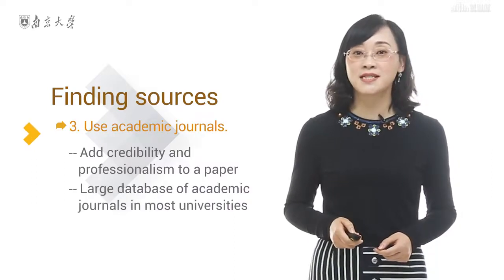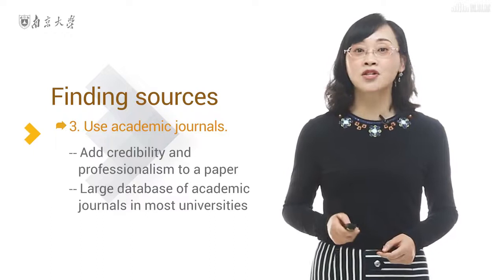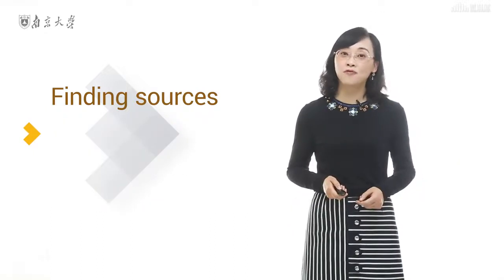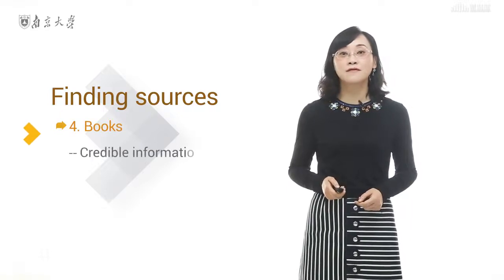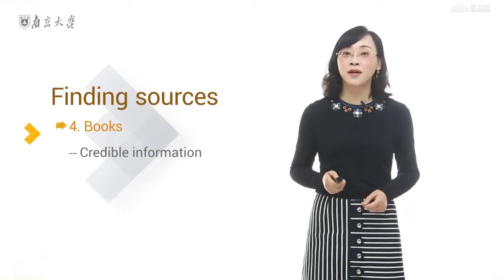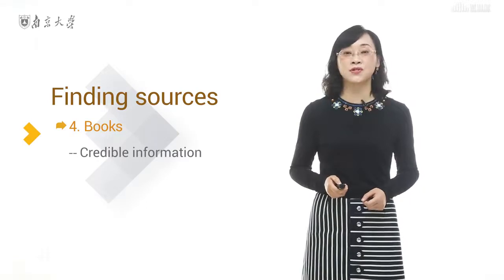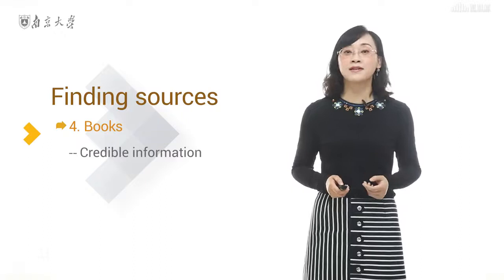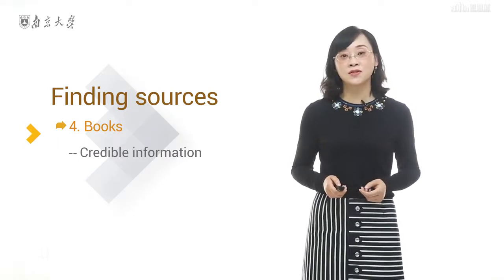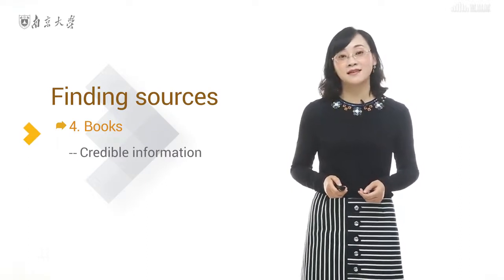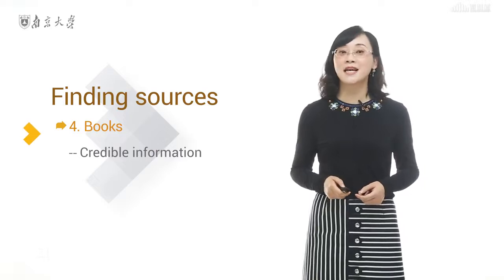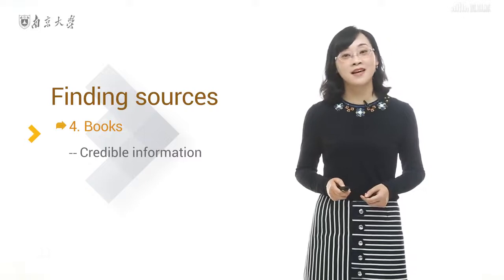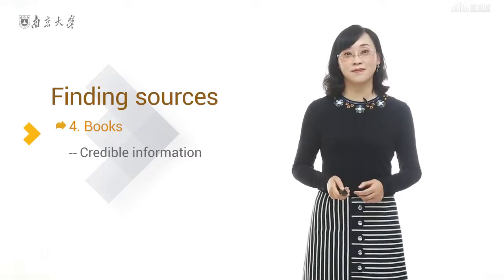Most universities have a subscription to a large database of academic journals. Step 4. Books are still one of the best ways to find credible information about a source. Some fields, such as the humanities, prefer their students use books for sources rather than websites, since books typically contain more detailed information and perhaps more in-depth thinking than websites do.